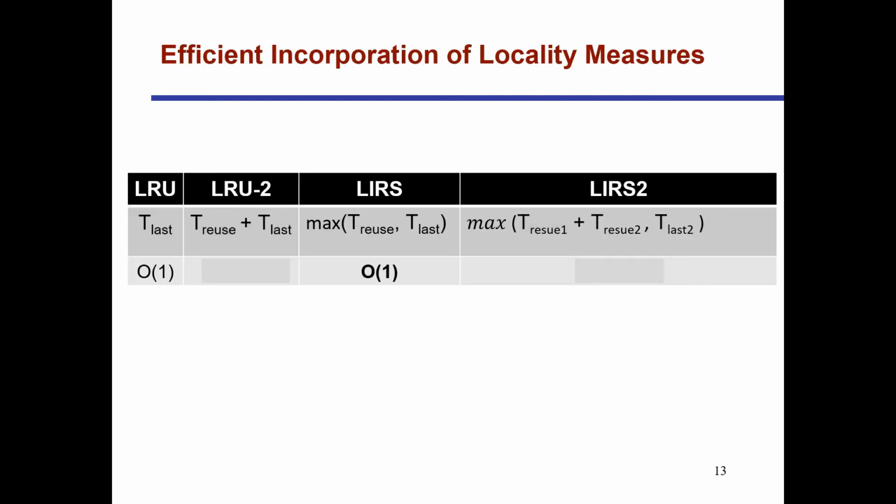Now the challenge is how to efficiently incorporate the new locality measure in a replacement algorithm. We know that the time complexity of LRU is big O(1). After adopting a more complicated locality measure, which is t-reuse plus t-last in LRU-2, its time cost becomes big O(log n), where n is the number of blocks in a cache. And now we have a more complicated locality measure for LIRS2. Can we still make LIRS2 as efficient as LRU, with its big O(1) time cost?